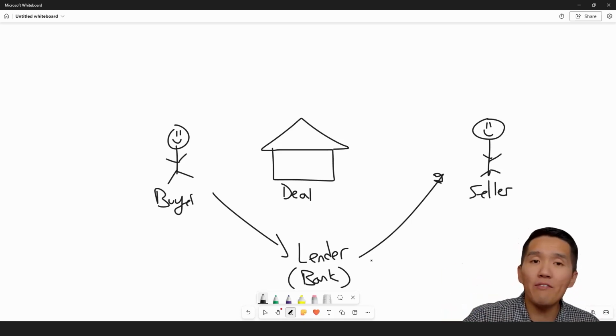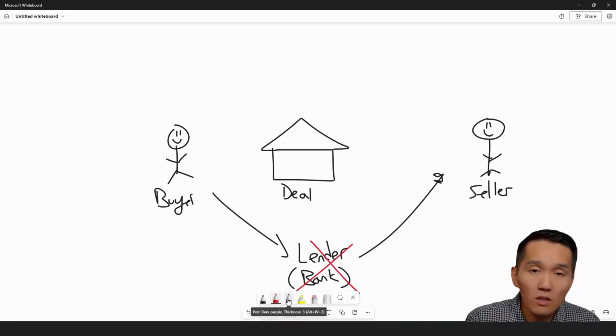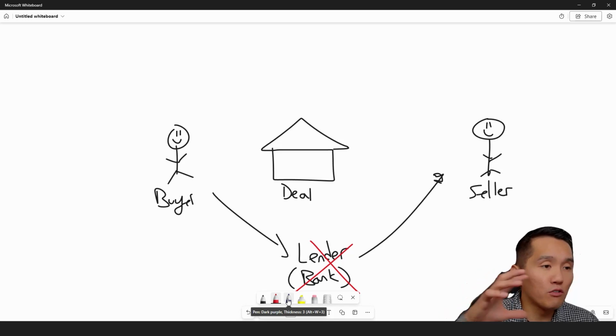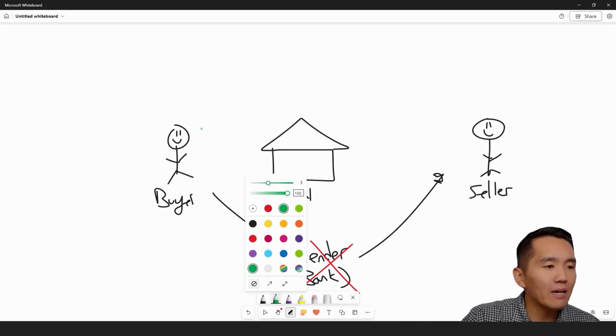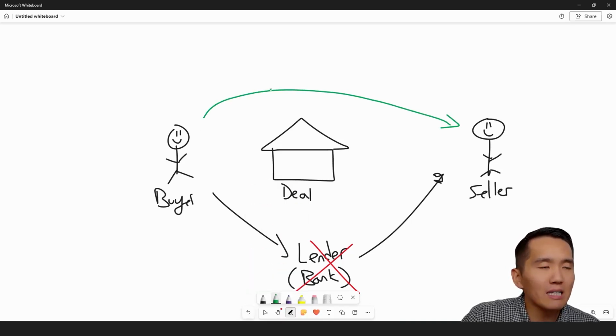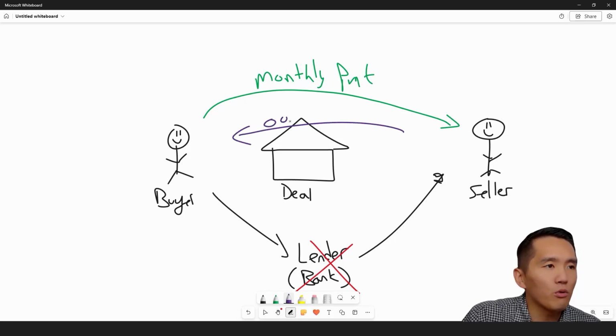However, with a creative financing strategy like seller financing or contract for deed, here's where it's gonna be a little bit different. Now with seller financing, the bank is no longer in the picture. You're not going to the bank to borrow money to fund this deal. Instead, you and the seller will come to an arrangement whereby you're making monthly payments directly to the seller. In exchange, the seller is going to give you then ownership right to this property.